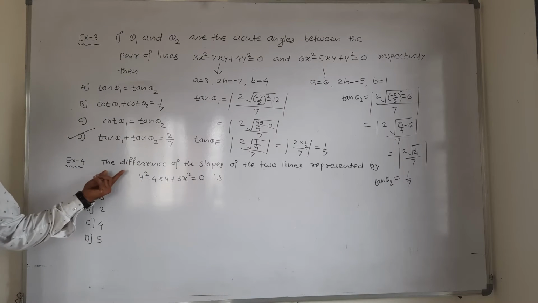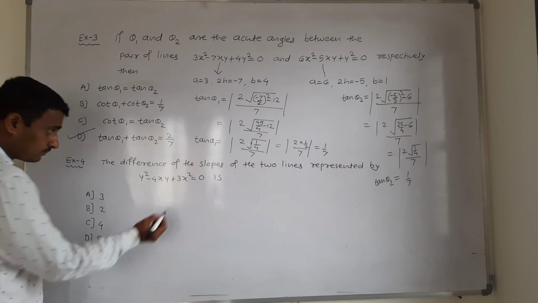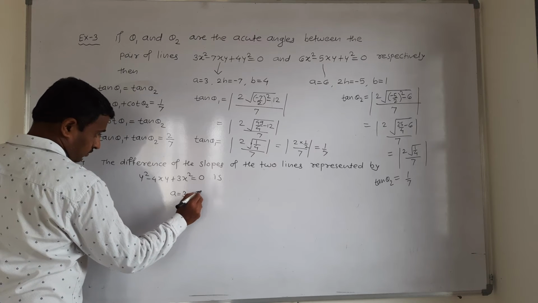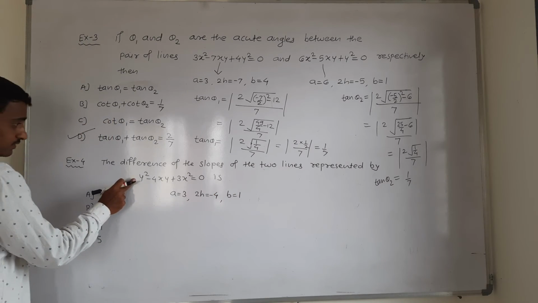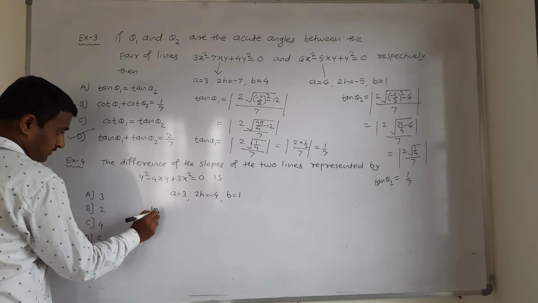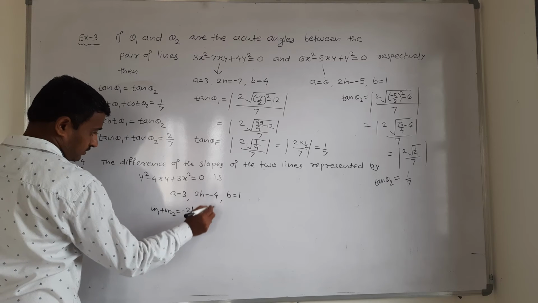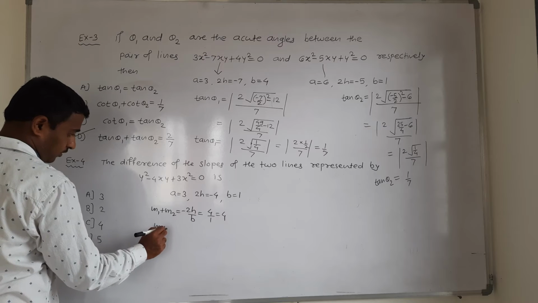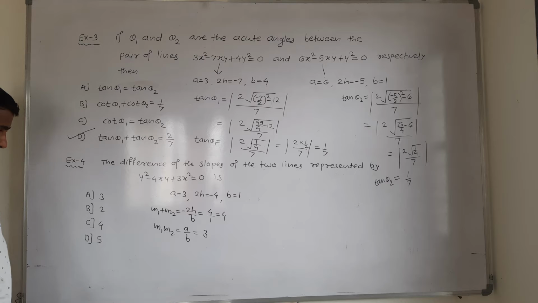Next example: the difference of the slopes of the two lines represented by this homogeneous equation. Here a is equal to 3, 2h is equal to minus 4, and b is equal to 1. Y square coefficient is b, b is 1, a is 3, 2h is minus 4. Now m1 plus m2 is equal to minus 2h by b, that is 4 upon b, as b is 1, it is 4. And the product of the slopes m1 m2 is equal to a by b, it is 3.